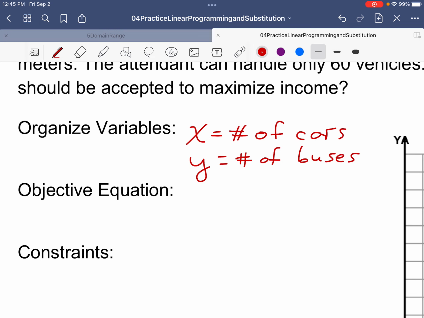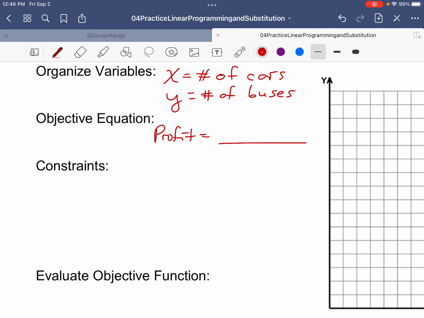unknowns in the problem. Now remember, the objective quantity, that's going to be the thing you're trying to optimize. It's almost always money. We can just call it profit. I'm going to let you fill that in. How much profit do you get for an x? How much profit do you get for a y? Let's talk about the constraints.